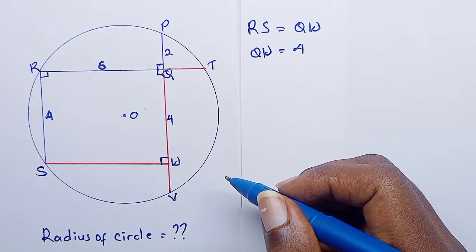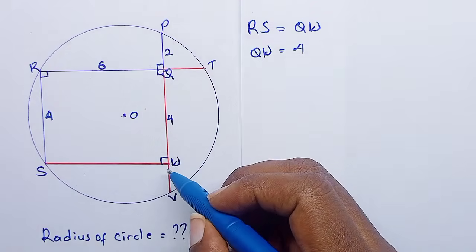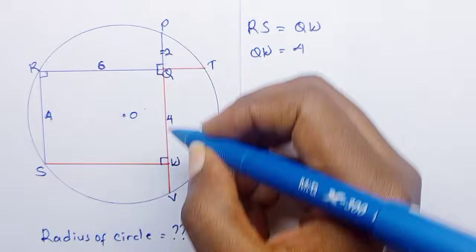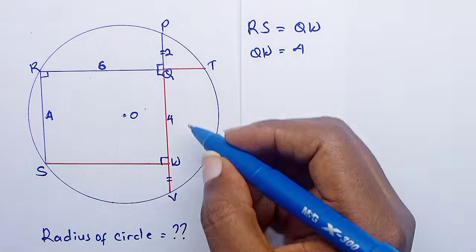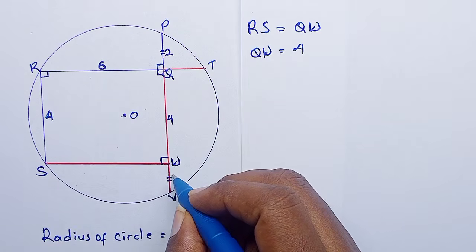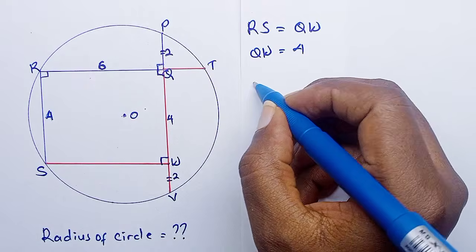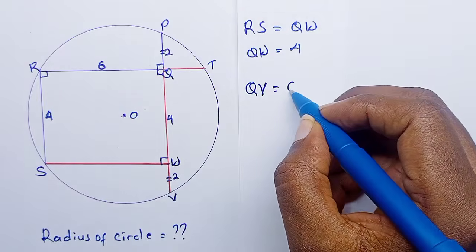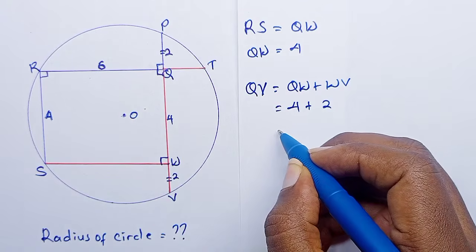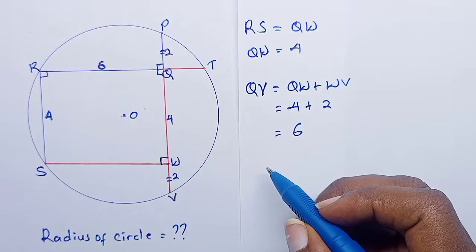We also know that from the property of symmetry, this line PQ is equal to line WV. So this line is equal to this line. We know that PQ is 2. Therefore, WV is also 2. That implies that QV is equal to QW plus WV, which is equal to 4 plus 2, which is 6. Therefore, the whole of QV is equal to 6.